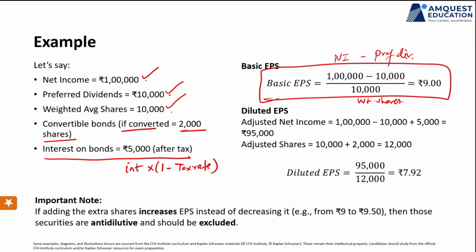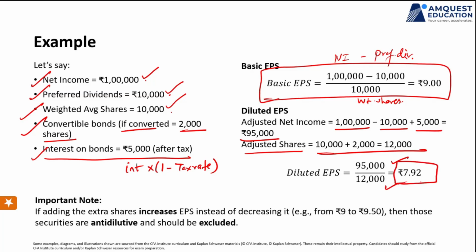You are going to adjust your numerator. In the numerator, 1 lakh minus 10,000, this minus this, plus interest on bonds. You will add 5,000. That will be 95,000. And adjusted shares will be 10,000 plus 2,000 convertible shares, 12,000. So 95 by 12 is your diluted EPS, 7.92. Now, because 7.92 is less than 9, this is a dilutive security.